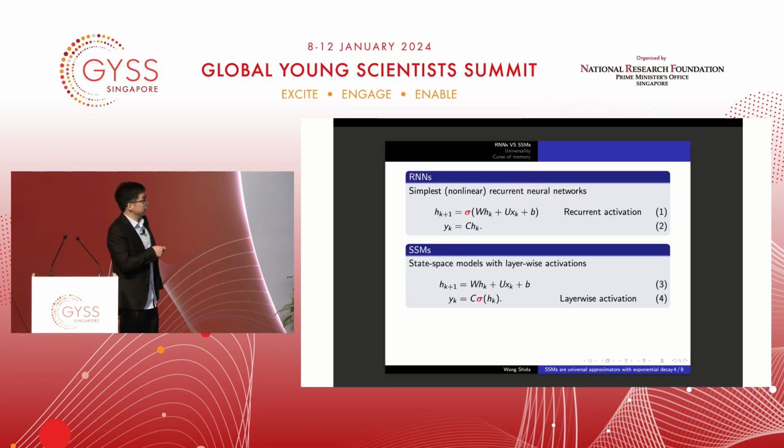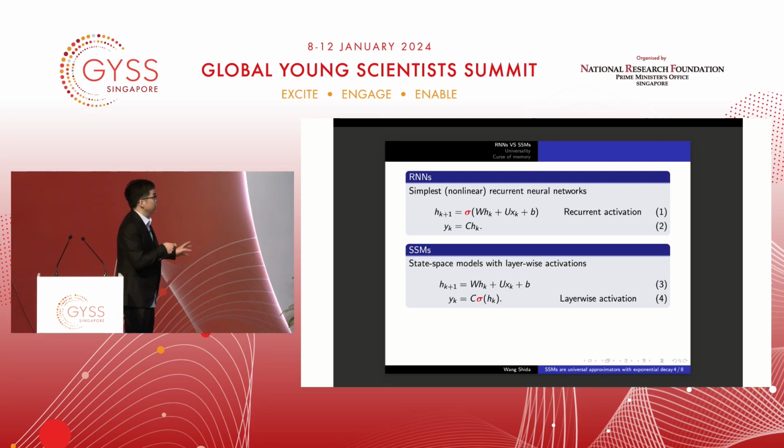Now it comes to the state space models. State space models add the activation function in a layer-wise approach. As you can see here, compared with the recurrent models, which have the recurrent activation to update the hidden state, in state space models, the hidden state is just updated using a linear dynamical system. Later, I'll talk about why it can be faster than recurrent models.